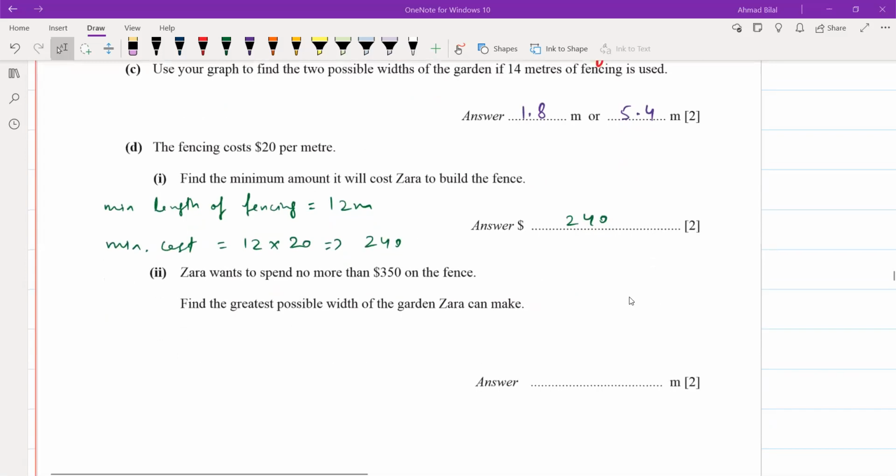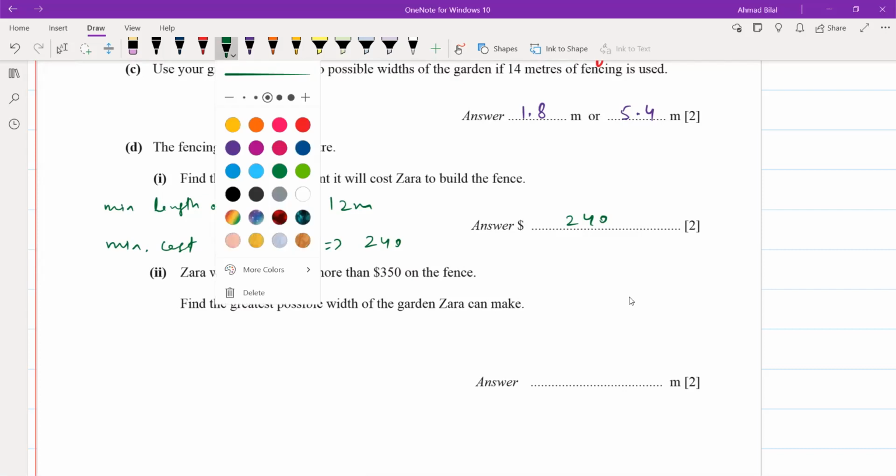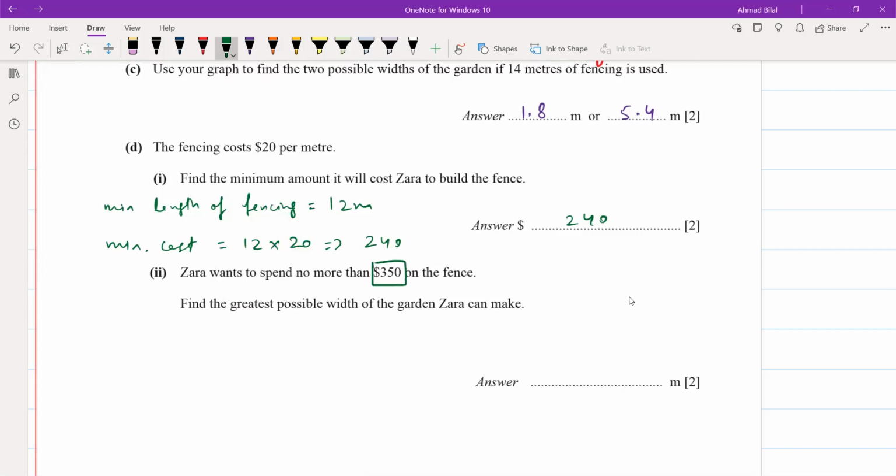Okay, now let's look at part 2 of this. Now Zara wants to spend no more than $350 on the fence. Okay, so that's the maximum amount she wants to spend, $350. Find the greatest possible width of the garden that Zara can make. Okay, now think about this. Total amount that she wants to spend should be no more than 350. 350 is the maximum amount that she wants to spend.